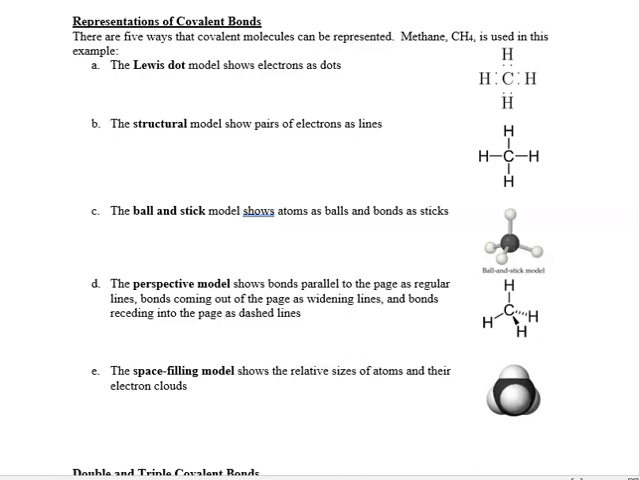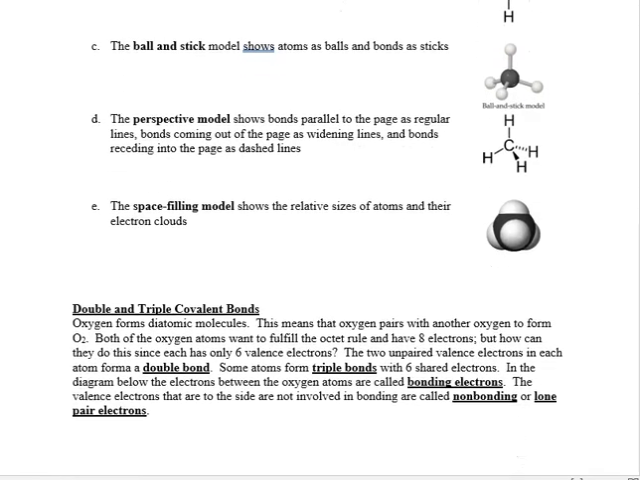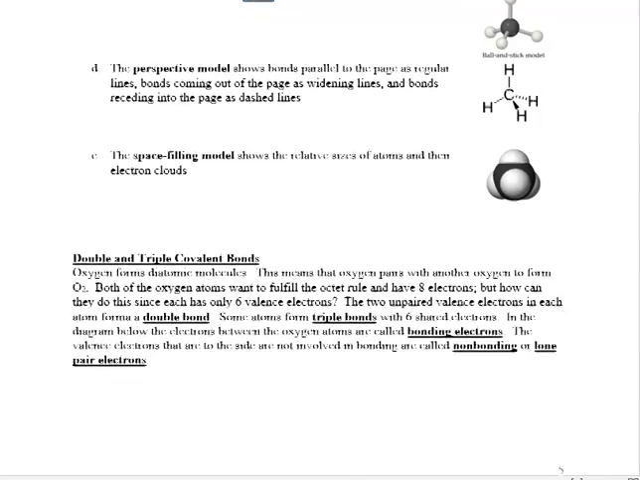Next is the ball and stick model that shows the atoms as balls and the bonds as sticks. Next is the perspective model. It shows bonds parallel to the page as regular lines, bonds coming out of the page toward you as widening lines, and the bonds receding back into the page going away from you as dashed lines. So that's the perspective model. And finally is the space-filling model. That's not used quite as much, but that gives you a sense of how large each of the atoms is and what area its electron cloud will cover.